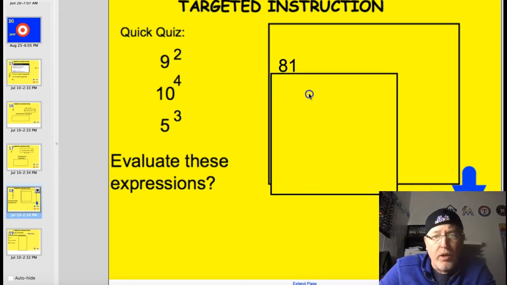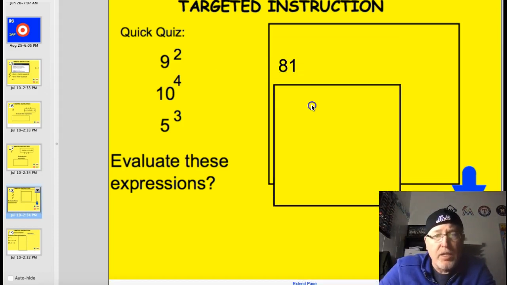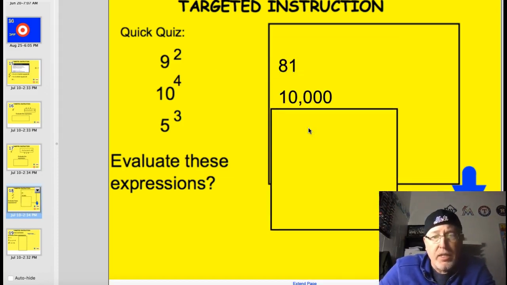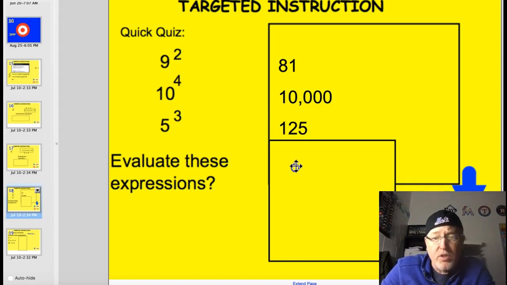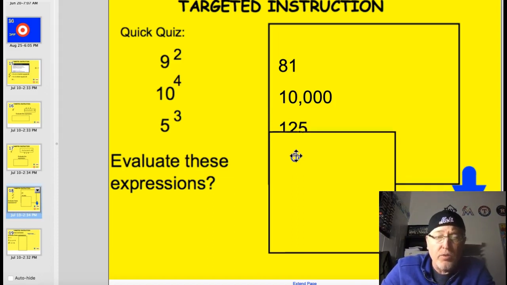Well, 9 squared is 81. It's just 9 times 9. 10 to the 4th is 10 times 10 times 10 times 10. You'll notice that the exponent told you how many zeros there would be in that, 10,000. Okay, and 5 to the 3rd, 5 times 5 times 5. Well, 5 times 5 is 25. 25 times 5, again, is 125. So maybe you didn't even need to use a calculator to do those two.